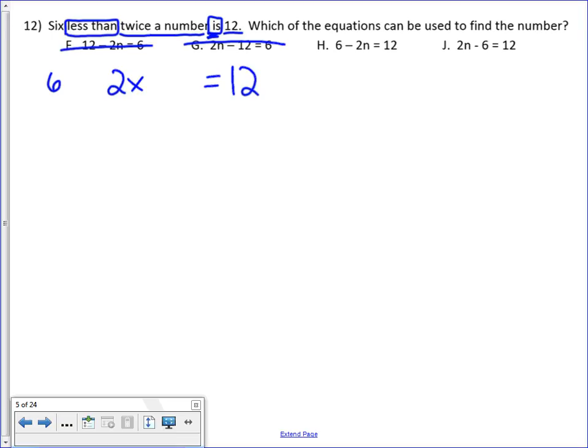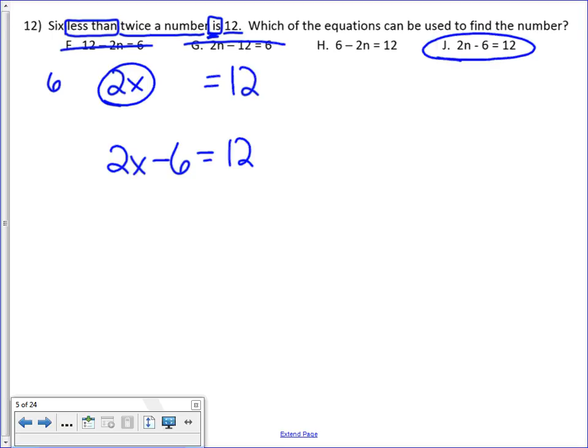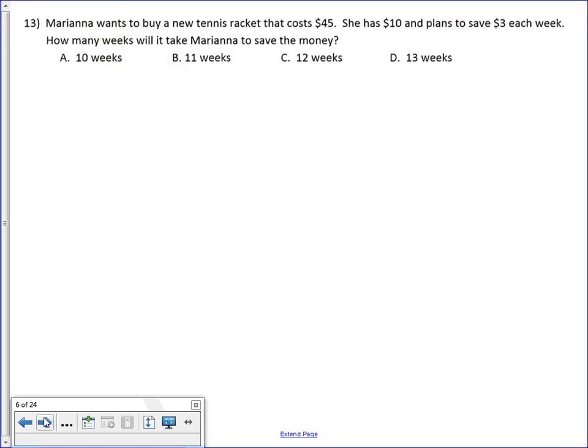Remember, 6 less than twice the number, that means that number is there already, and we're taking 6 less than it. So this is here first, so it's 2x minus the 6 is equal to 12. So I look up here at my answers, and it looks like my answer then is going to be J. The only thing is I used n instead of x, and that's perfectly fine to use a different variable. I like x.